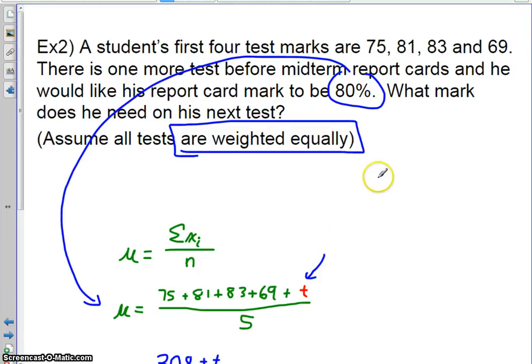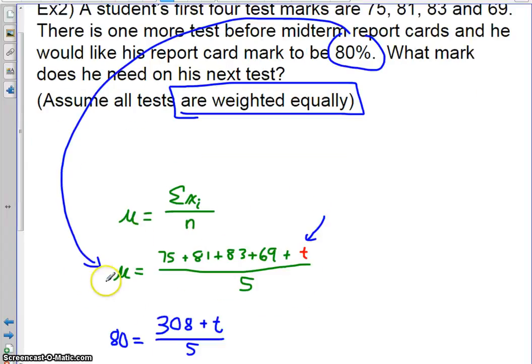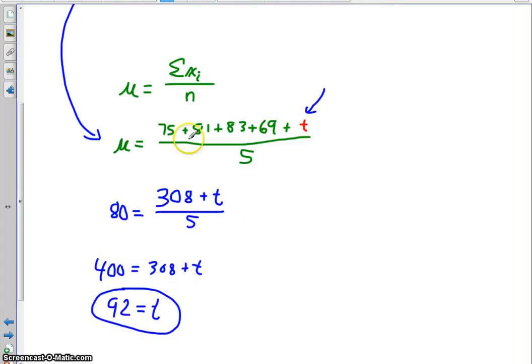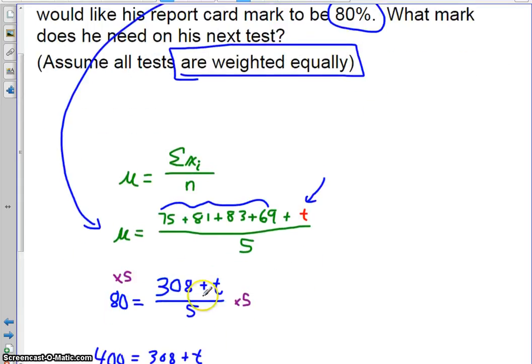Okay. Now in this case, again, we know what the final report card mark they want is going to be 80%. So if you throw that in there for the mean, we can then solve for t. Going back to your algebra here, adding these four values together, we get 308. So 80 is equal to 308 plus whatever that fifth test is, divided by 5. What we then do is multiply both sides of the equation by 5. So I get 400 on the left side, 308 plus t on the right side. A quick solve there tells me that they would need 92 on their next test to get a report card mark of 80.